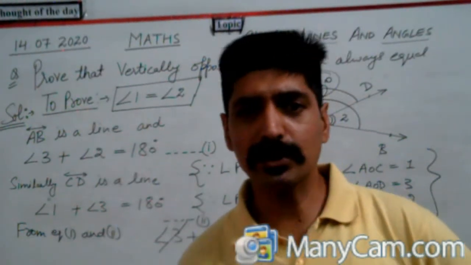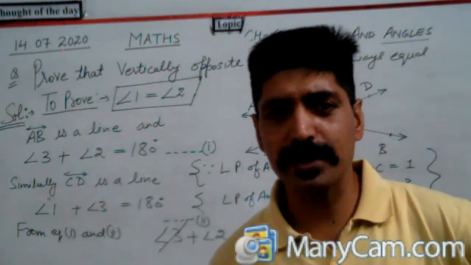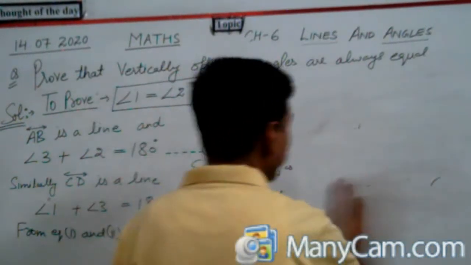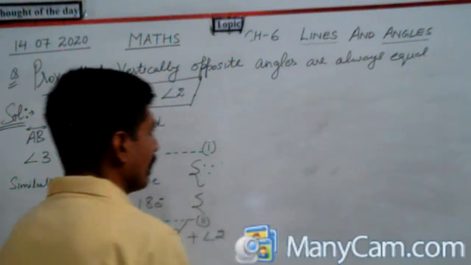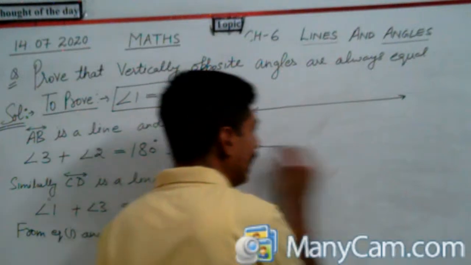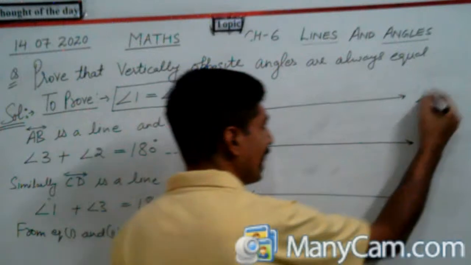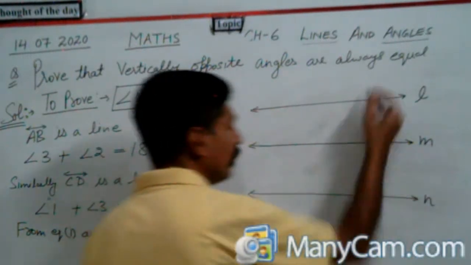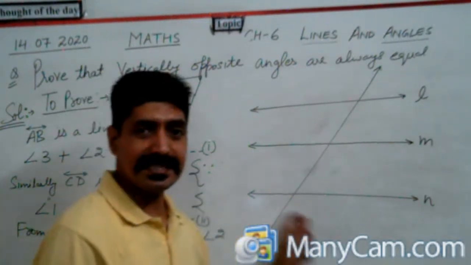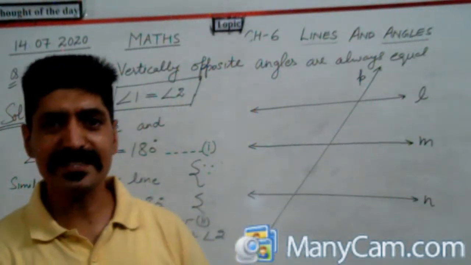You can go through the next topic regarding parallel lines and the transversal. When we have parallel lines, right, and the transversal, like in a book, we have 3 parallel lines, and let these lines be L, M and N, and one line P which intersects these lines. This line P is called the transversal.